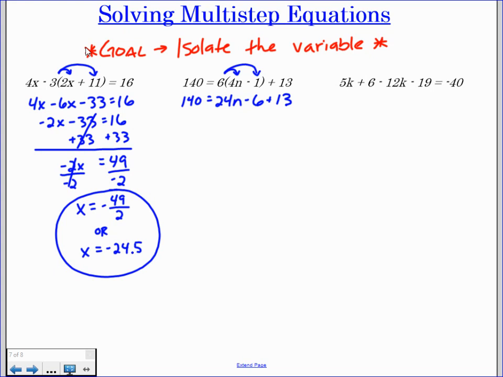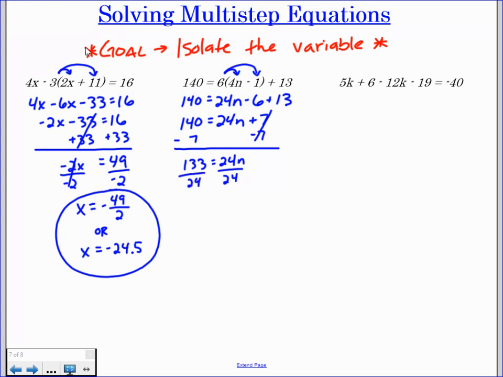I see some like terms. I see a -6 and a plus 13. I can combine those. So that's going to leave me with, on the right side of my equation, 24n plus 7. Don't forget, that is a -6 plus 13. -6 plus 13 is 7. Okay, so from here, you need to get the variable by itself. So I'm going to subtract the 7 off. That's going to give me 133 equals 24n. And then the last step is to divide by 24.